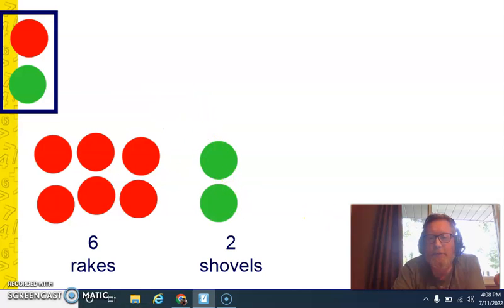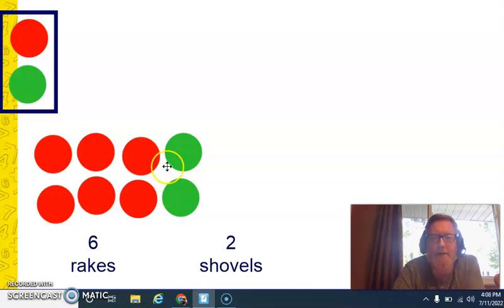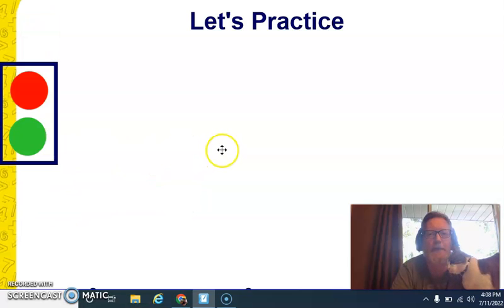And now we want to know tools in all. Whenever you see those words in all, it means addition, which means we're putting the 2 sets together. So here we are. Let's put them together. Now count with me. 1, 2, 3, 4, 5, 6, 7, 8. We have 8 tools in all. Nice job. You guys are doing a great job counting. Let's try one more practice.